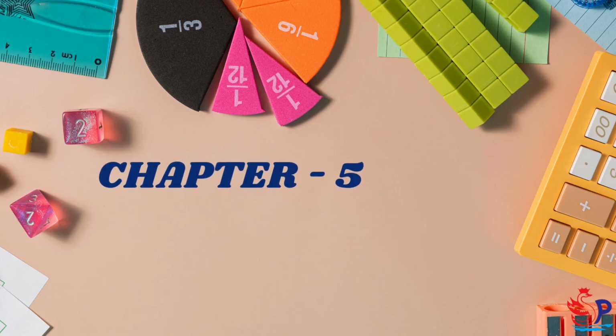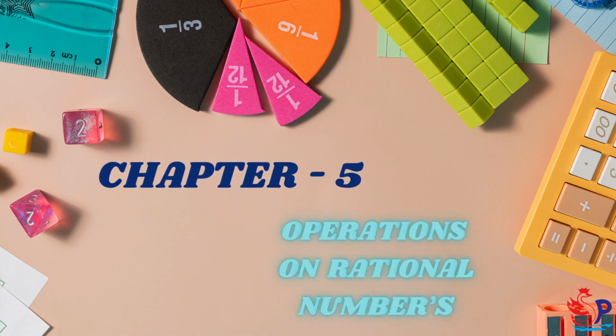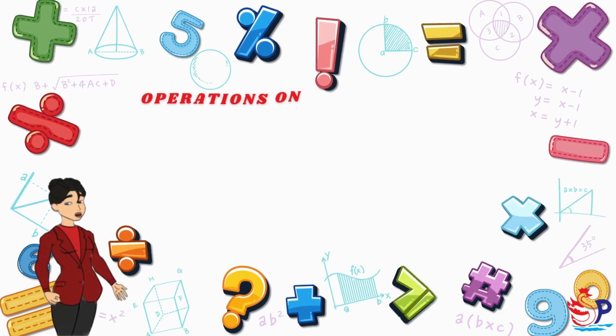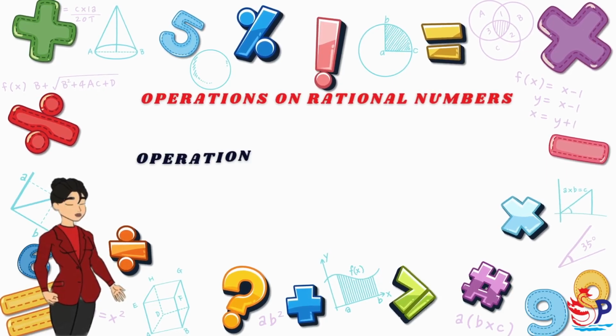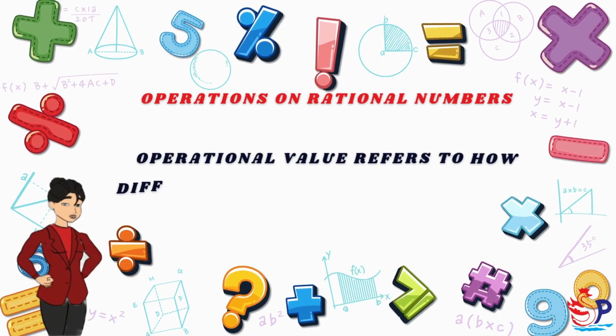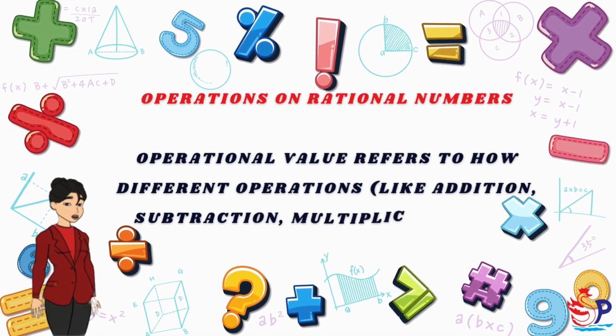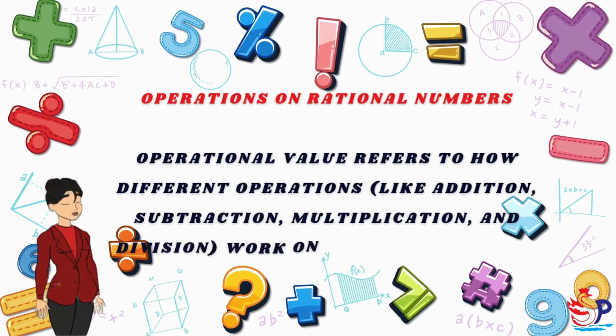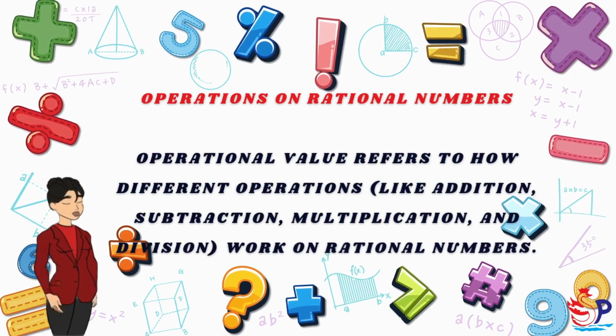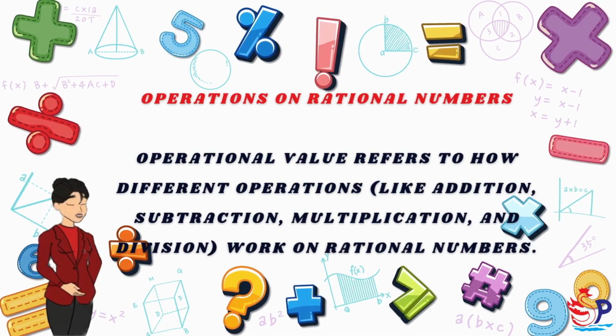Chapter 5. Operations on Rational Numbers. What are operations on rational numbers? Operations refer to how different operations like addition, subtraction, multiplication, and division work on rational numbers.